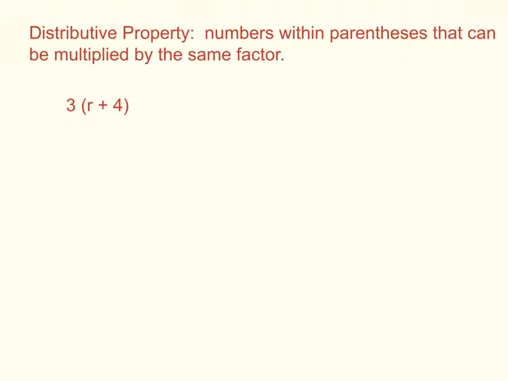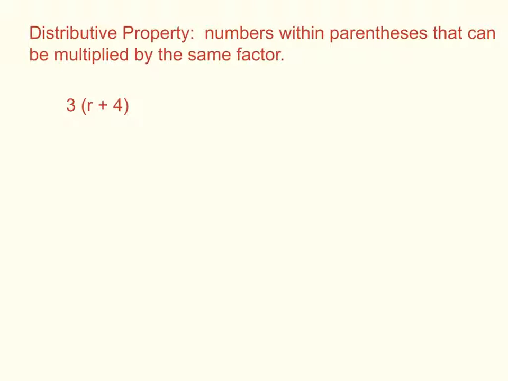Now let's look at a problem using the distributive property that has a variable in it. So we have 3 parentheses r plus 4, or 3 times r plus 4. So in this problem, I cannot combine what's in the parentheses because I have 2 unlike terms. I have an r and a positive 4. I cannot combine those. We don't know what r is, so I cannot combine them. So I'm forced to use the distributive property to solve.